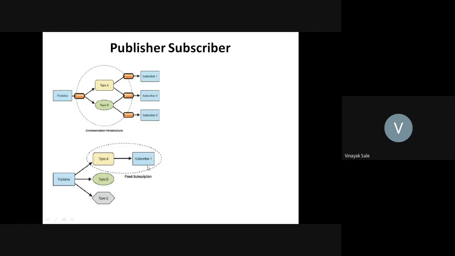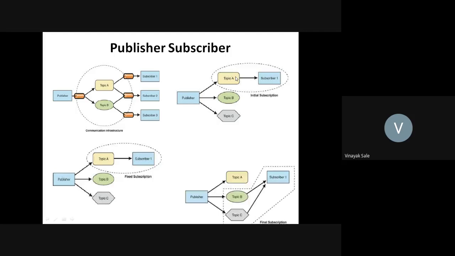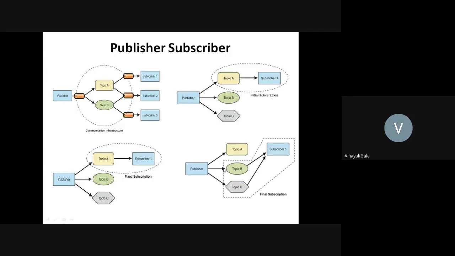So what is a fixed subscription? The publisher has many topics, A, B, C, whatever. Topic A is only subscribed by subscriber 1. This is a fixed subscription, also known as the initial subscription. Then suppose topic B and topic C are also subscribed by subscriber 1. This is the final subscription.